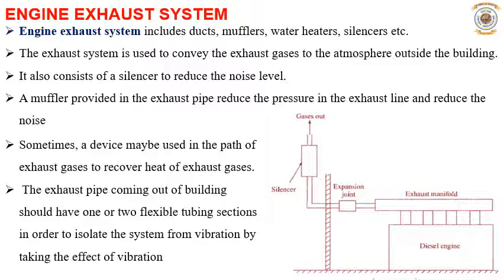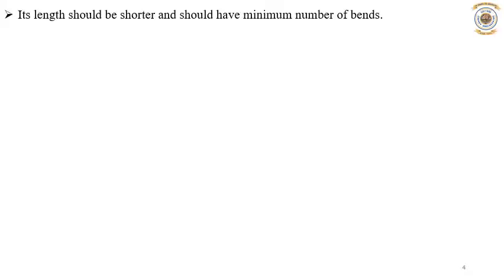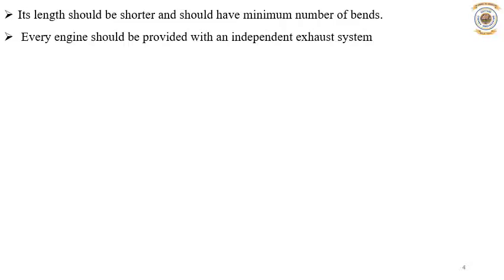As I said, waste heat utilization in a diesel station may be done by providing waste heat boilers, in which most of the heat of exhaust gases from the engine is utilized. So in this way we can use the heat from the exhaust gas. As I told earlier, the length of the exhaust line should be shorter and should have a minimum number of bends. Every engine should be provided with an independent exhaust system.